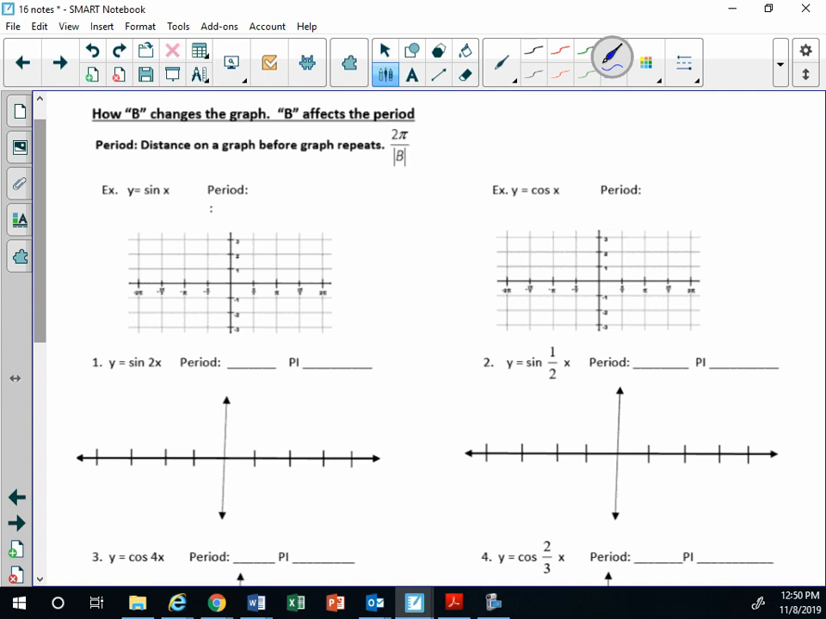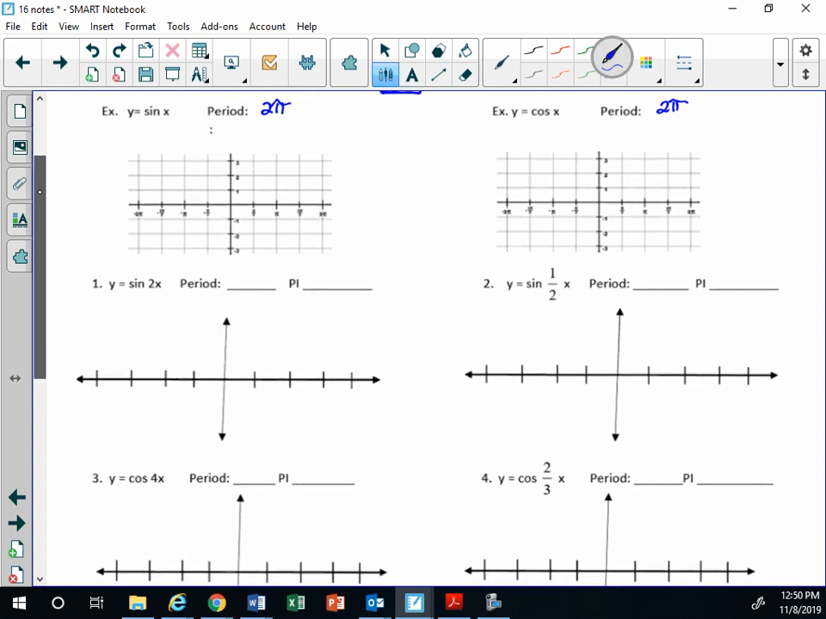Alright, so the B value, that's the only one we haven't talked about yet, changes the period of the graph. The period of the graph is just how long it takes for the entire graph to occur. It starts repeating itself after a certain point. So it's like how long until it starts repeating itself. The way you find that is 2 pi divided by b, and yes, it's technically the absolute value of b. So we'll look at our 2 parent functions here for sine and cosine. The period of both of those is just 2 pi, because there is no b value with the parent function.